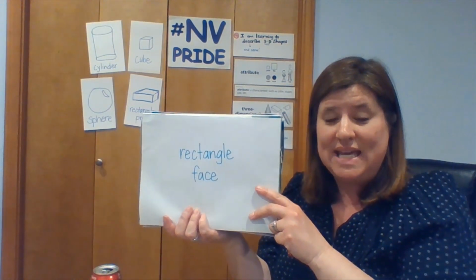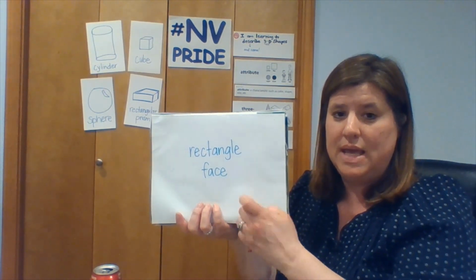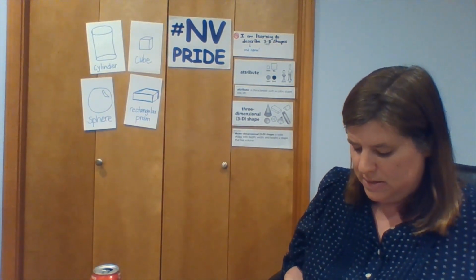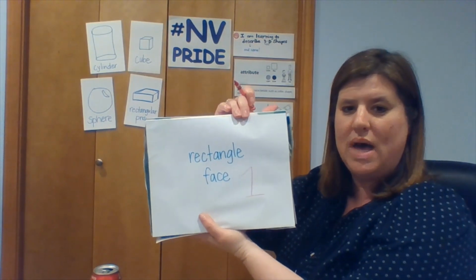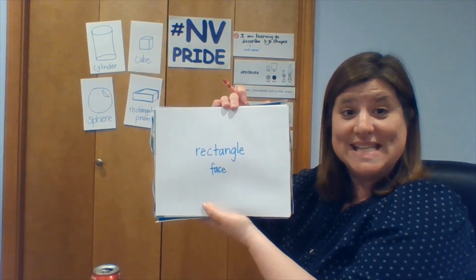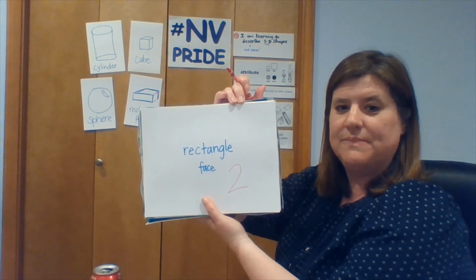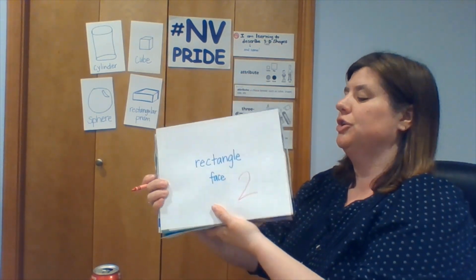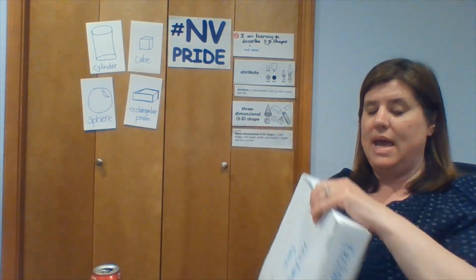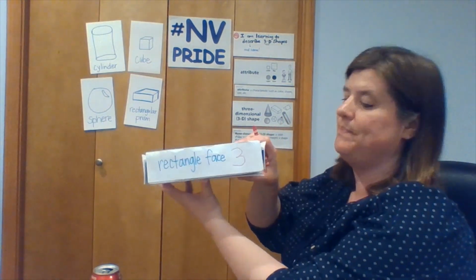So in a rectangular prism, I have a rectangular face on the front here, and I would say that this is the first rectangle face. So I'm going to record how I counted it with a 1. And then if I flip it over, I have another one that's exactly the same on the back. So this is the second face. Then if I turn, I also have a face right there on this end, and so it is the third face in my 3D shape.